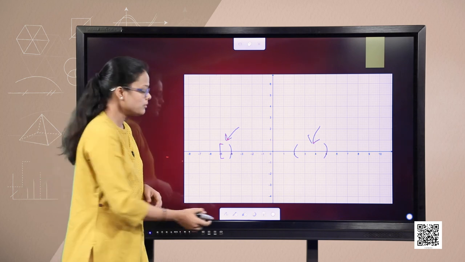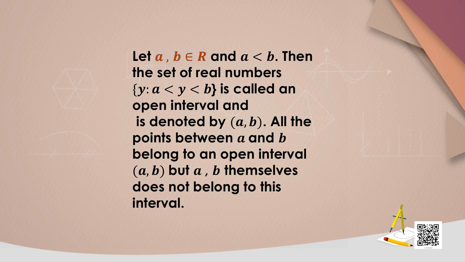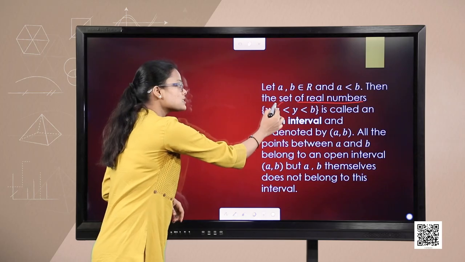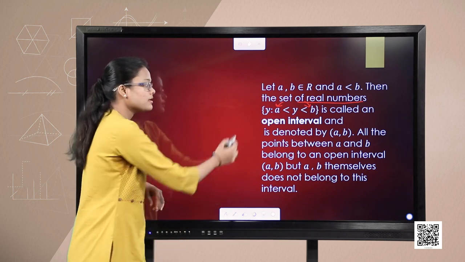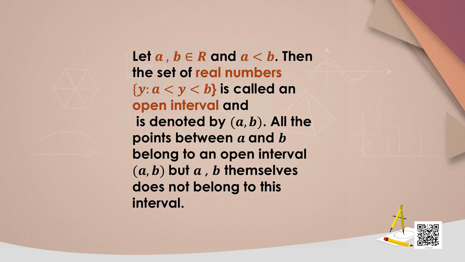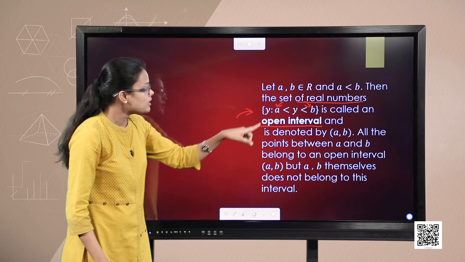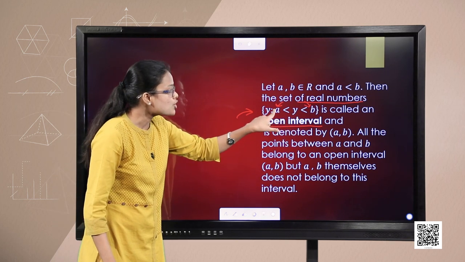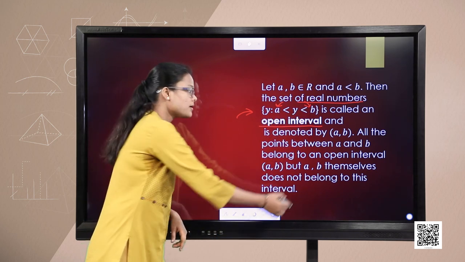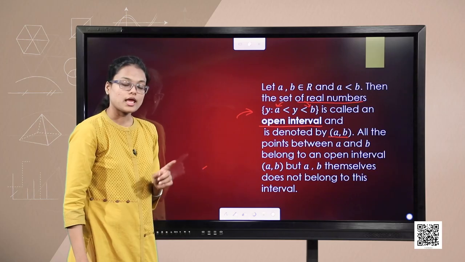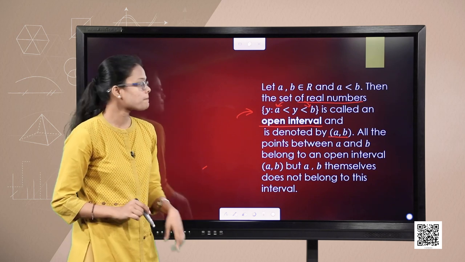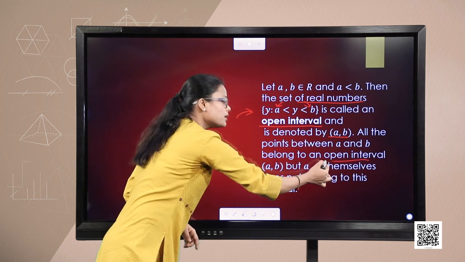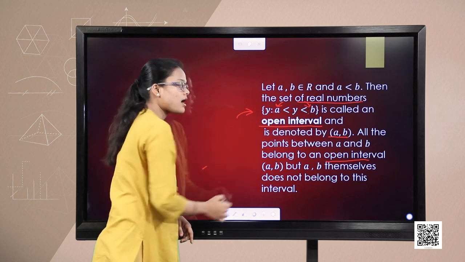So, let us see the definition of interval. The definition states: let A and B belong to R, any two arbitrary real numbers, where A is less than B. Then the set of all those real numbers lying between A and B is said to be an open interval. Why open? Because the interval does not include the endpoints. It is denoted as (A, B) with curved brackets. All the points between A and B belong to the open interval, but the endpoints A and B are excluded.